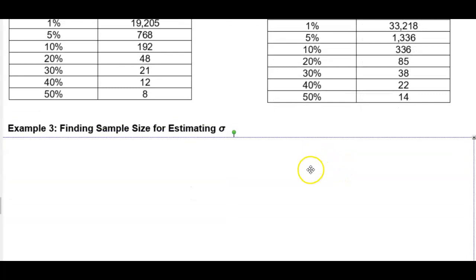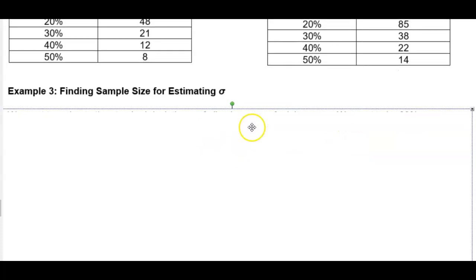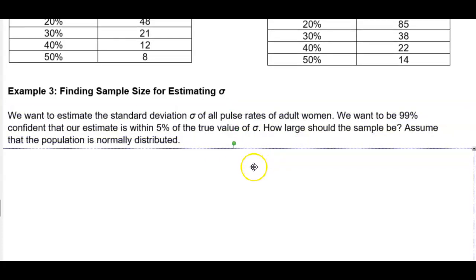So let's take a look at example 3. Finding the sample size for estimating the population standard deviation. We want to estimate the standard deviation of all pulse rates of adult women. We want to be 99% confident that our estimate is within 5% of the true value of the population standard deviation. How large should the sample be? And assume that the population is normally distributed.